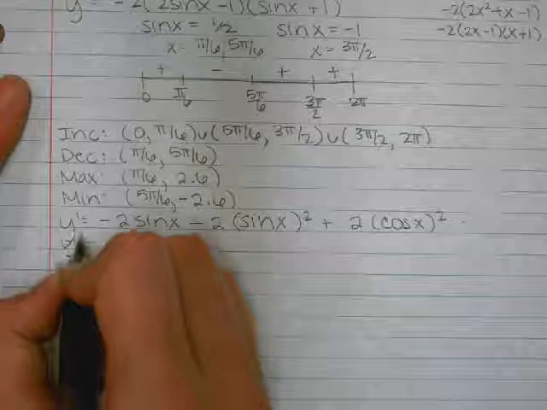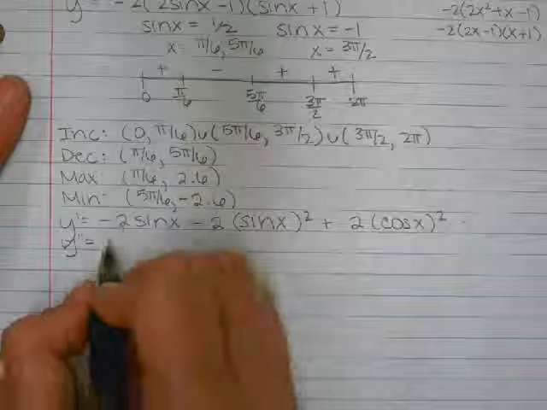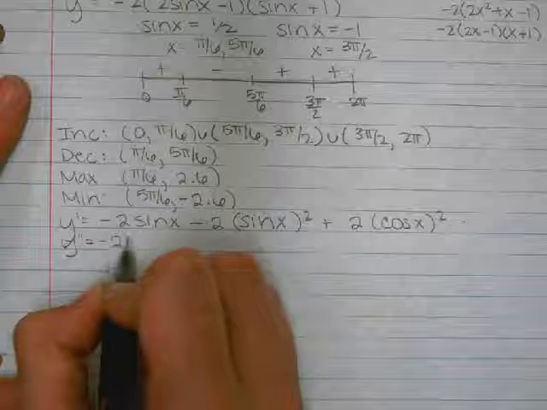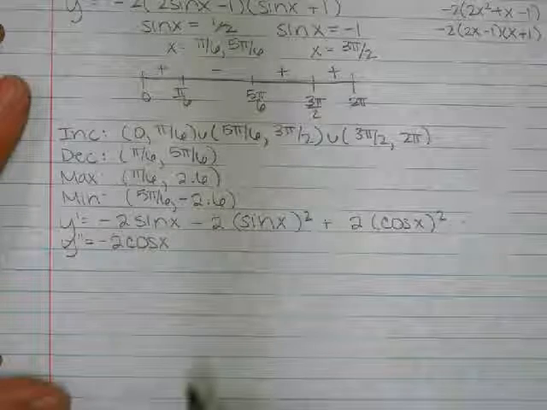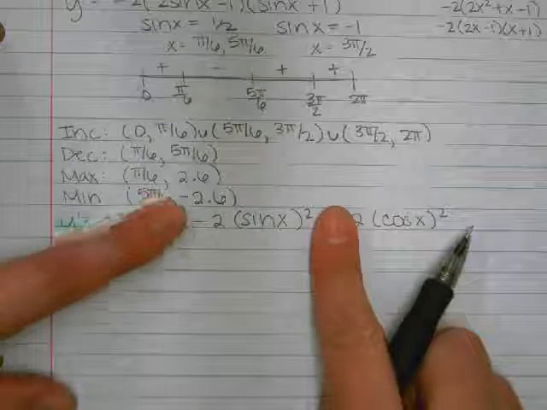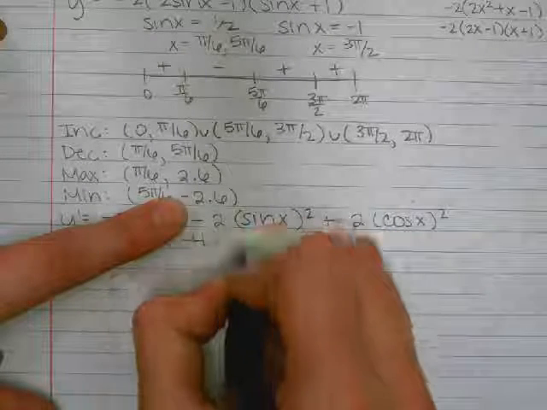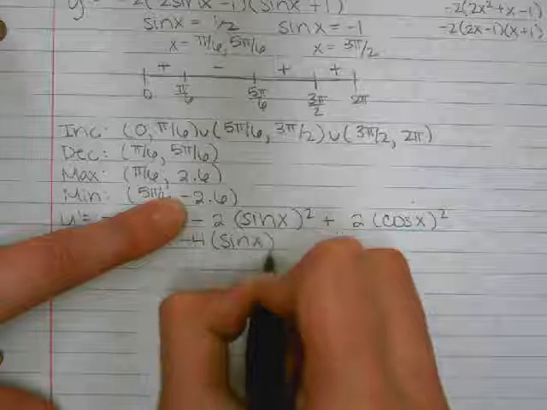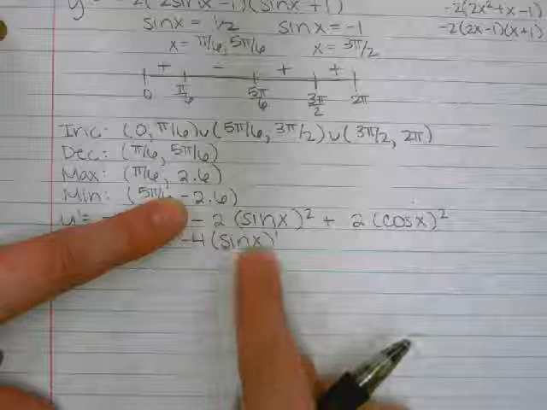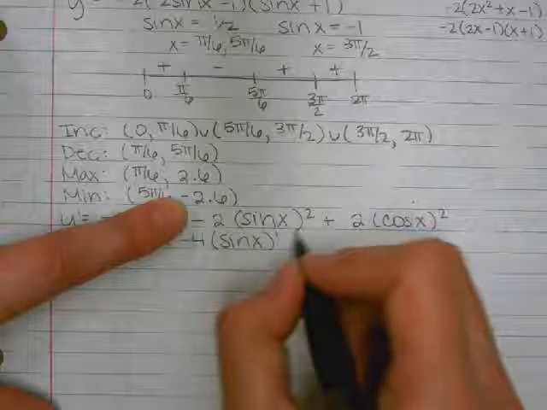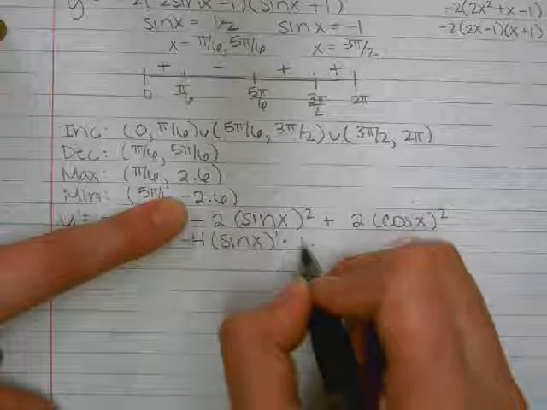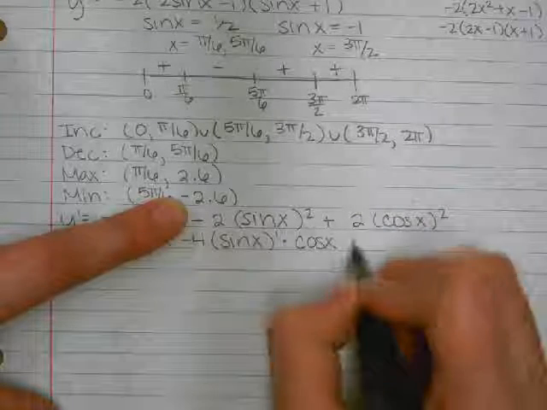So my second derivative is negative 2 cos x. And then for this part, I've got to do the chain rule. So negative 2 times 2 makes negative 4. The inside function is going to stay the same, and I drop the exponent by 1. And then I multiply by the derivative of the inside function.